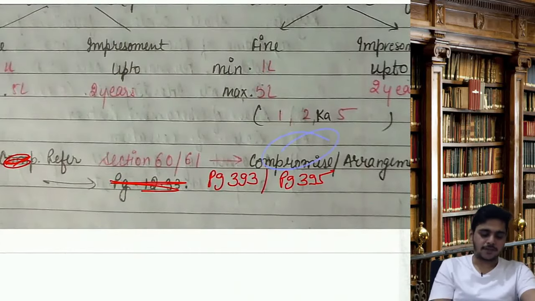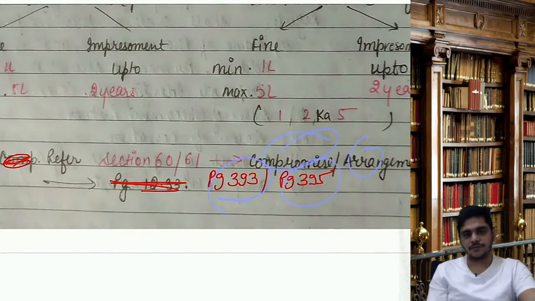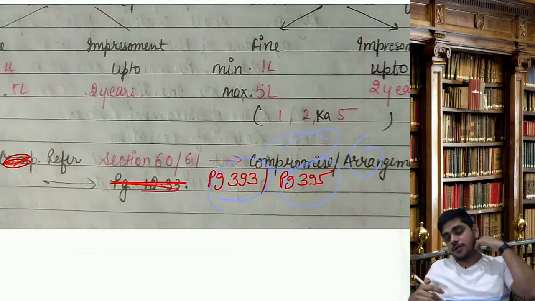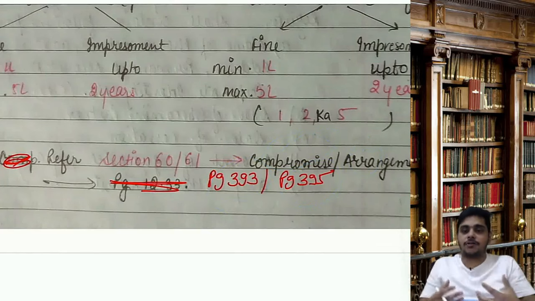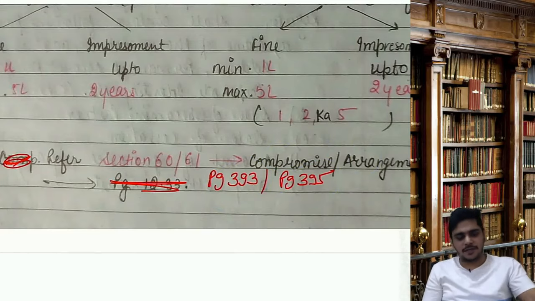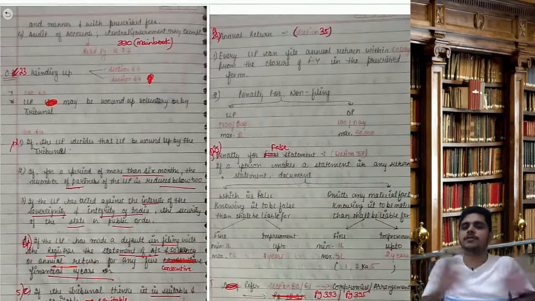Then read compromise and arrangement, page number 393 and 395. In a compromise and arrangement, you are giving shares to the creditors, you are not giving money to them. That's compromise and arrangement. Again, read it well. Finished.